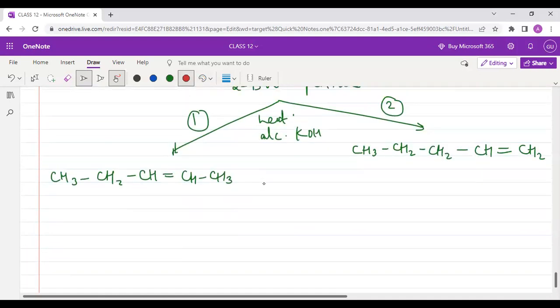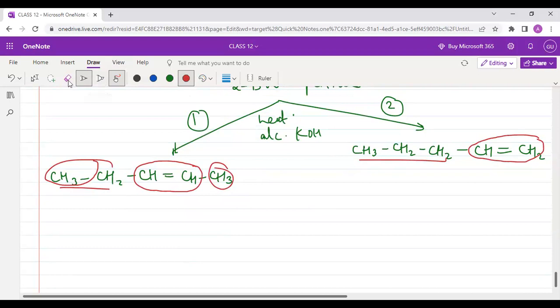For deciding the major product, we have to remember this rule. The alkene which has a greater number of alkyl groups around the doubly bonded carbon atoms. First you should see the doubly bonded carbon atoms. Around this one only one alkyl group is present, and around the other, one alkyl group is this and one alkyl group is this. So there are two alkyl groups around the first product, and only one alkyl group around the second one. Which one will be more stable, more preferred? This one, because it has a greater number of alkyl groups around the doubly bonded carbon atoms. So this will be the major product.